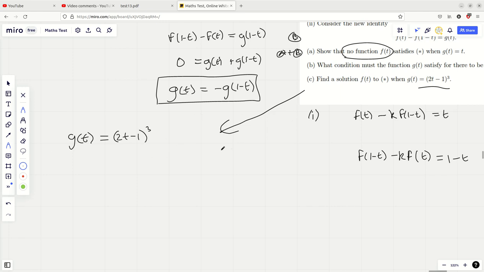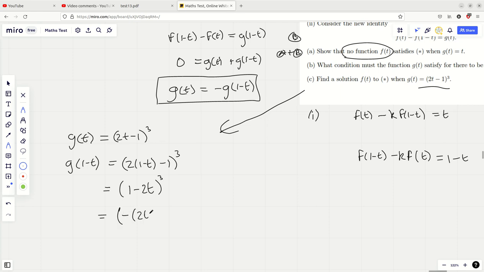Well, we know that g of 1 minus t is actually going to be the same as 2 times 1 minus t minus 1, all cubed, which is, of course, 2 minus 1, which is 1, minus 2t all cubed. Now, what you can do here is essentially try and factorize out the negative from this.